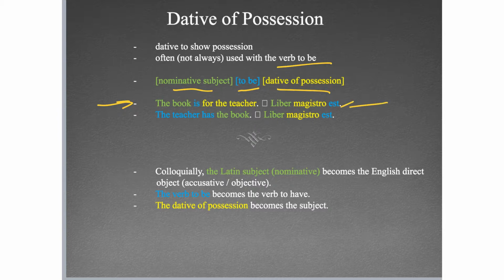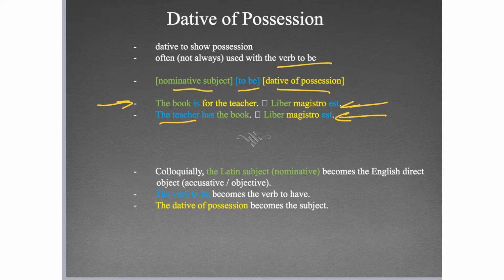And over here, of course, is what it looks like in Latin. So liber magistro est. So again, with the color, liber is my nominative subject, magistro is my dative, est is my verb to be. All right. Right below, same Latin, liber magistro est, but a bit smoother way of translating the English. And this should be yellow. I apologize. So in other words, in the smoother way of translating the English, the dative actually becomes the subject of the English sentence.